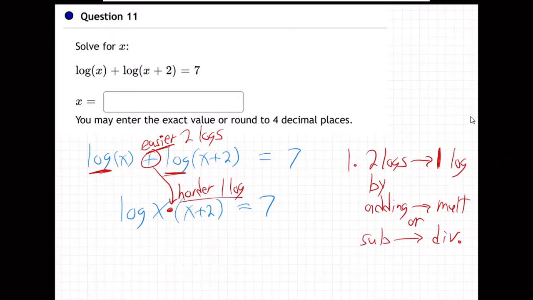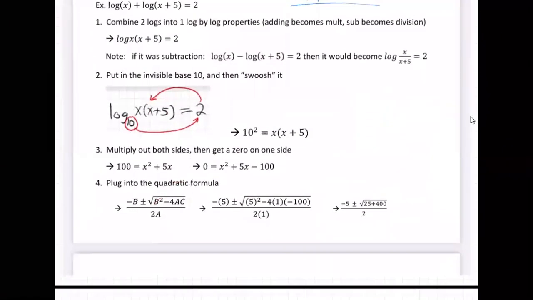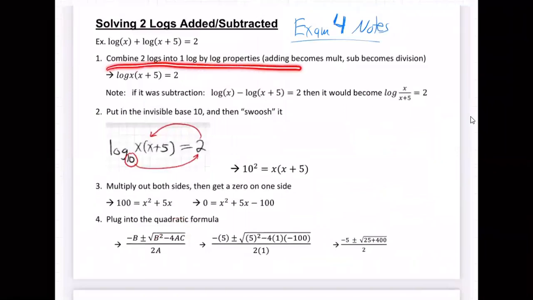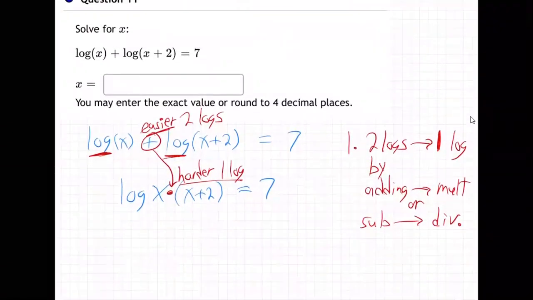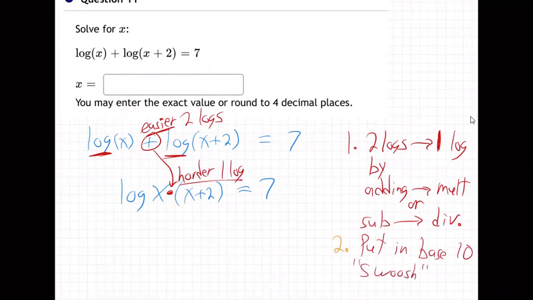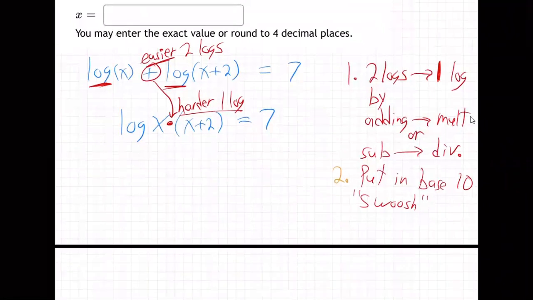Okay, so let's go forward then and do the problem. This was adding, it became multiplication. For 2 logs, the easy operation of adding becomes a harder job for 1 log multiplication. So that's step number 1, combine the 2 logs into 1. Now put the invisible base 10. If there's not a base showing, then there's a 10. If it's ln, then the base is e, right? And then do the swish thing, which gets rid of the log word. So step 2, put in the base 10 and do the swish. And when you do the swish, you lose the log.